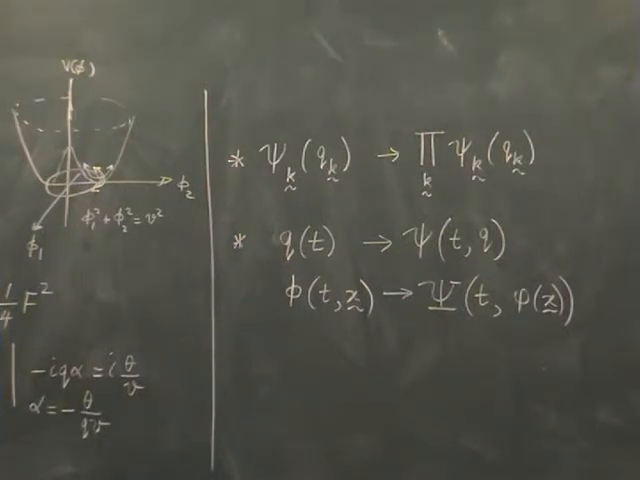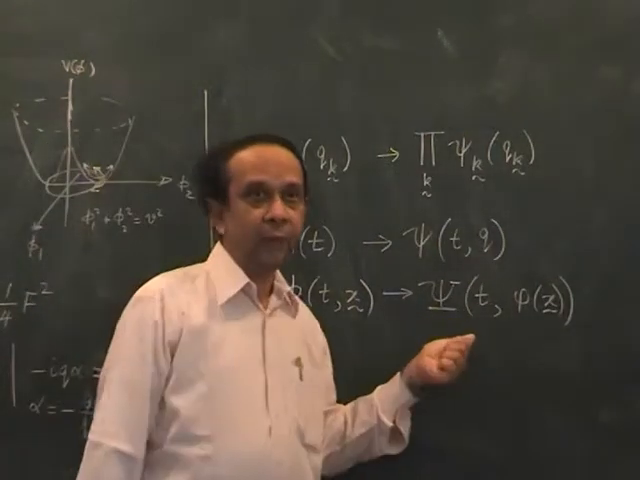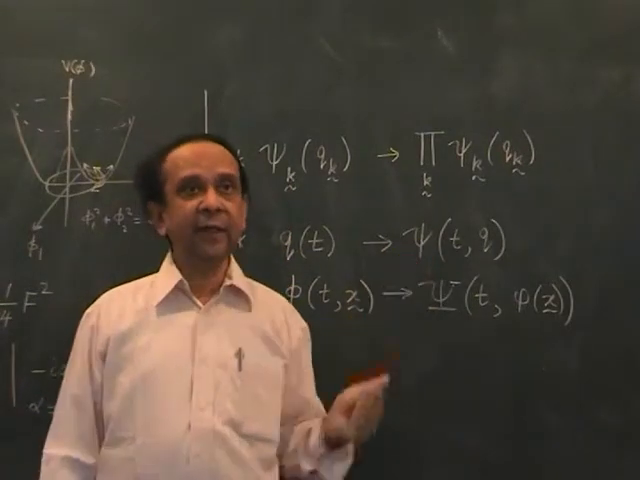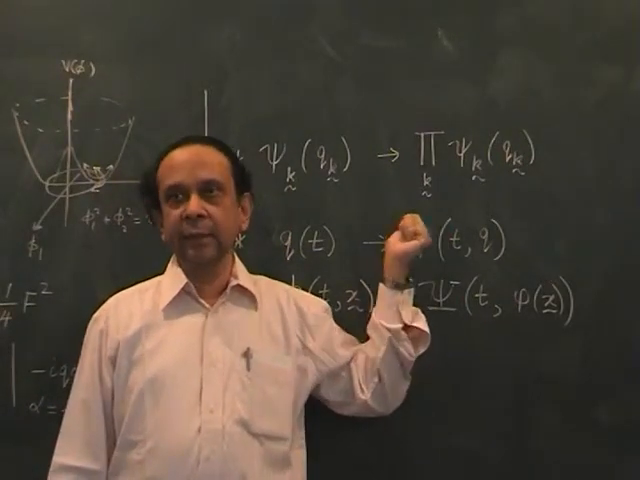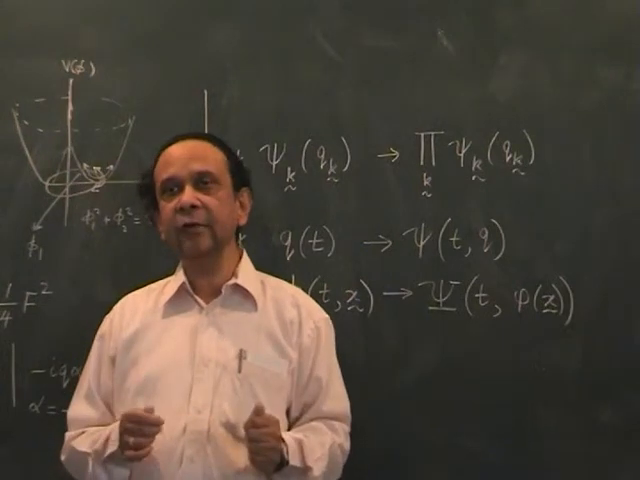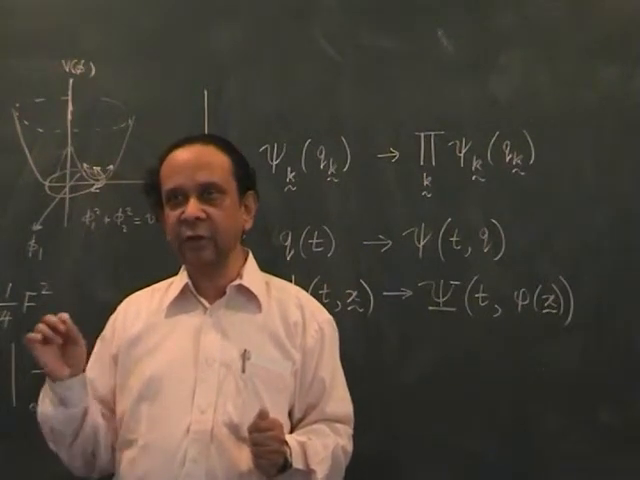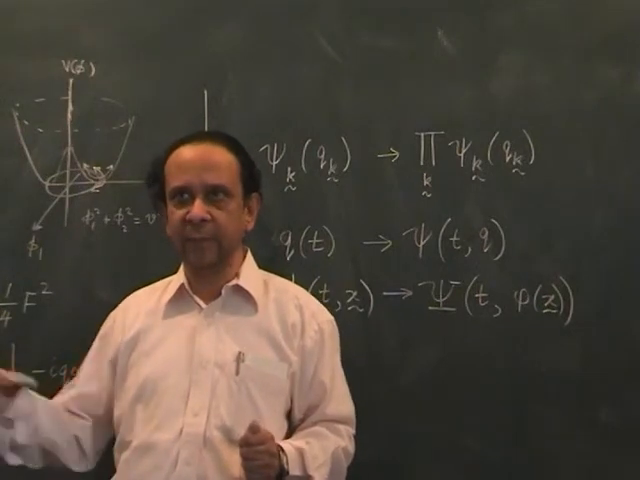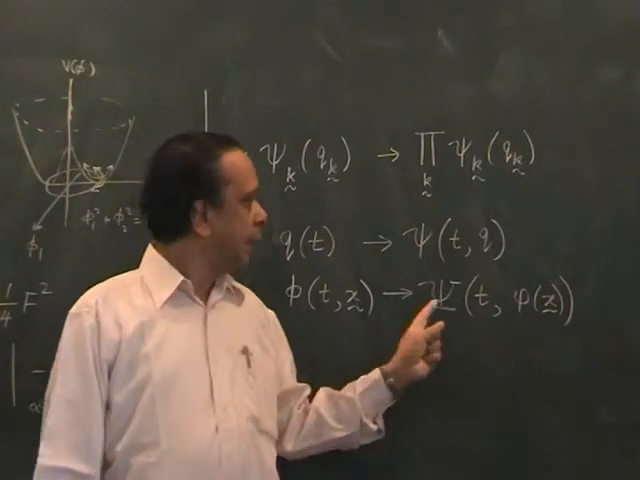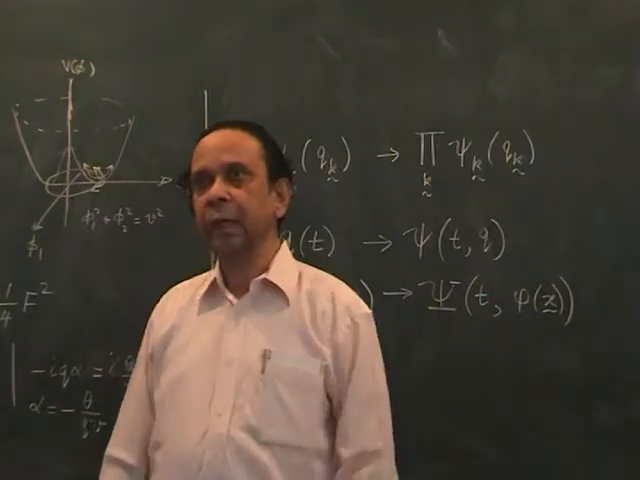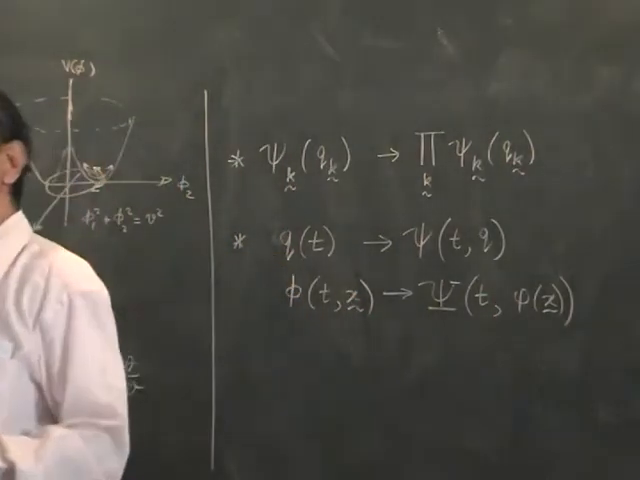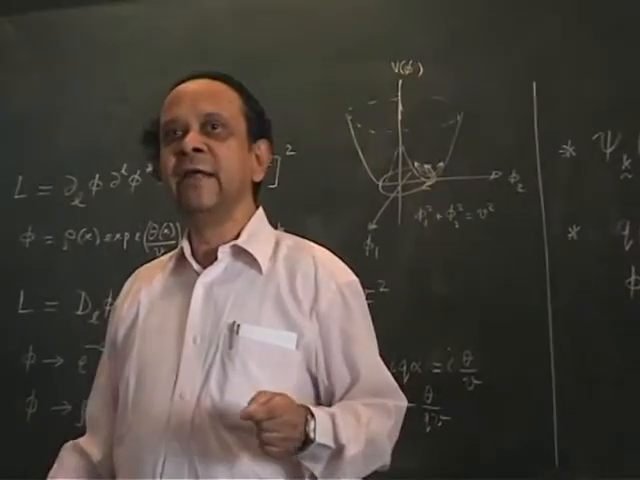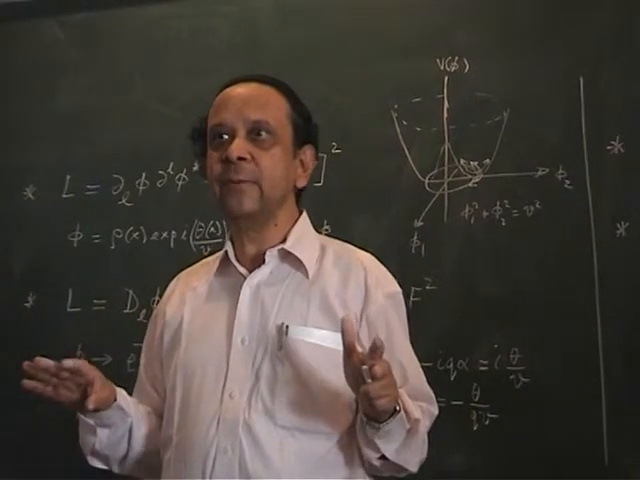So what does it mean? What does this tell you? If I take the mod square of this, it will tell you what is the probability to find a particle at a point q at time t with some small interval dq, etc. with a measure. Okay. Here if I take a mod square, it will give you the probability that at a time t, the field configuration is described by phi of x.